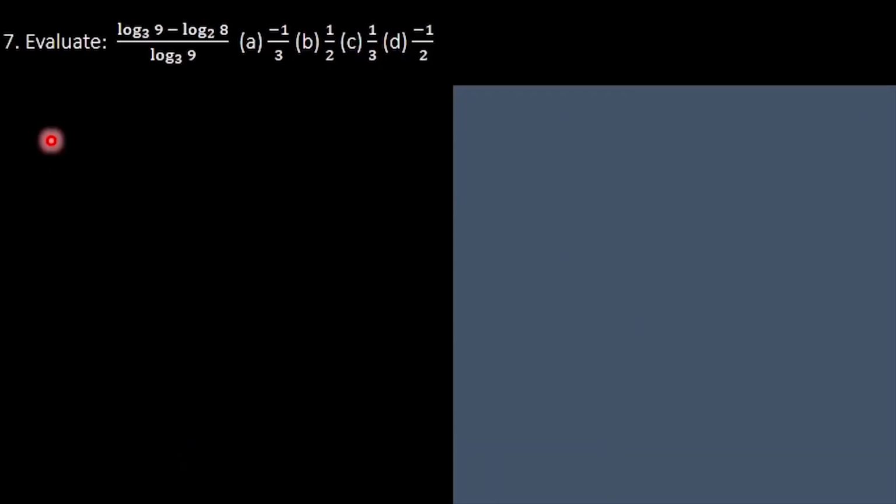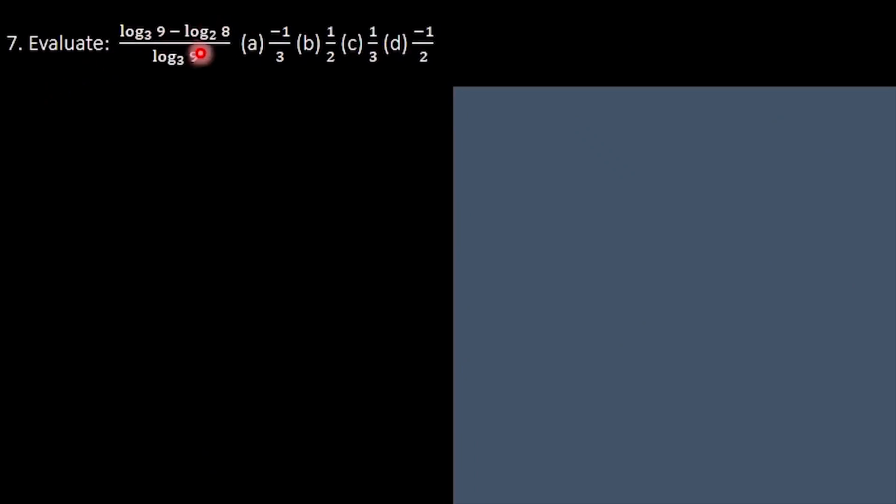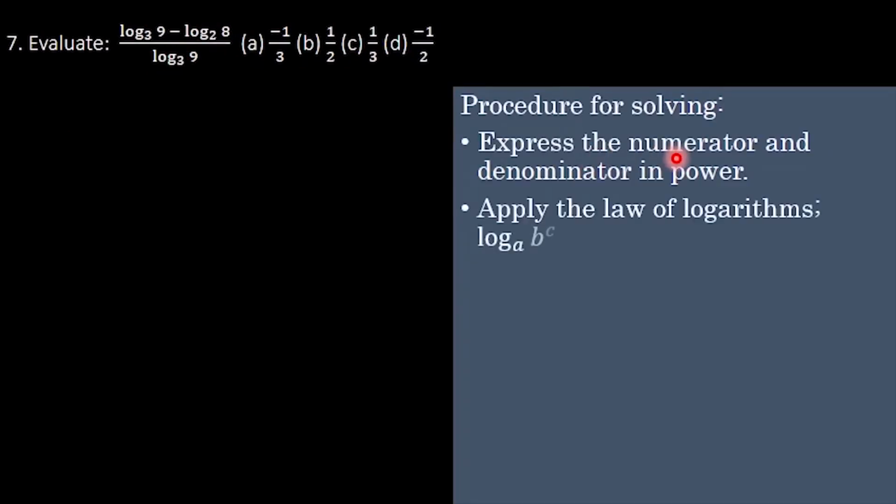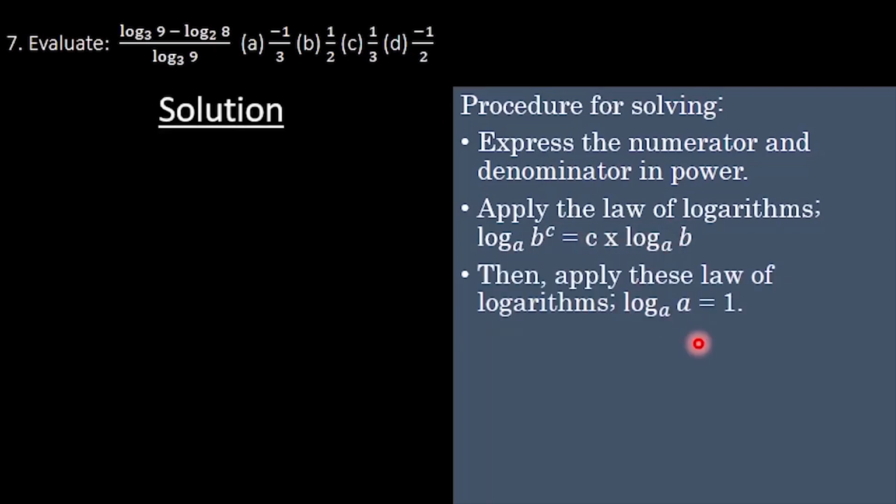Question 7. Evaluate log 9 base 3 minus log 8 base 2, divided by log 9 base 3. Let's check the procedure for solving this. Express the numerator and denominator in power. That's the first step. Then apply the laws of logarithms, where log b raised to power c base a is equal to c times log b base a. Then apply the law of logarithms, where log a base a is equal to 1, that is, log of common base is equal to 1.